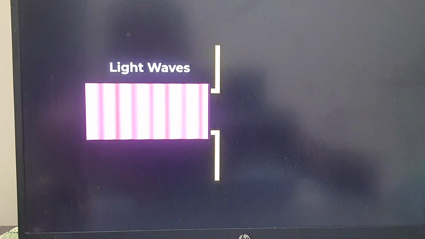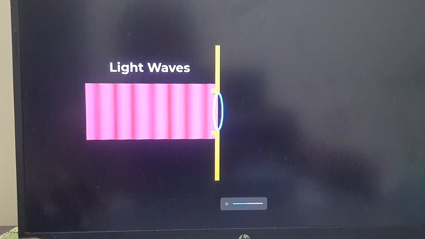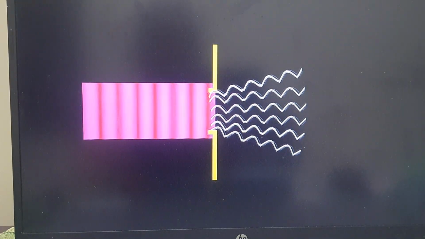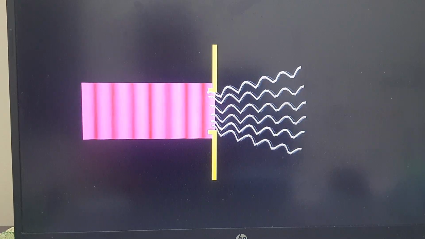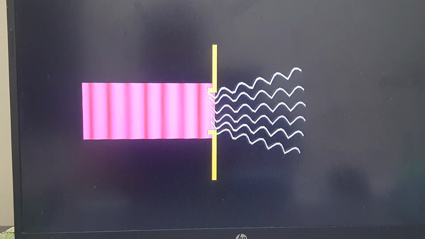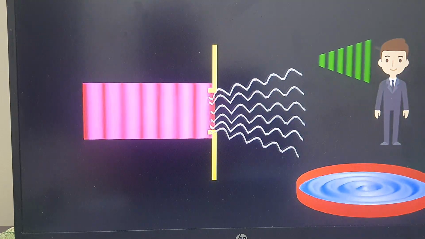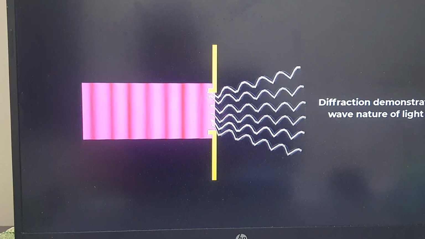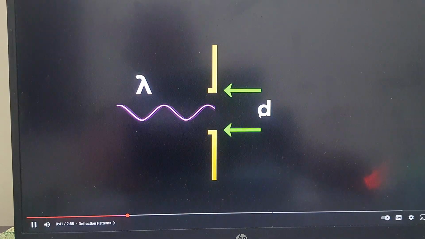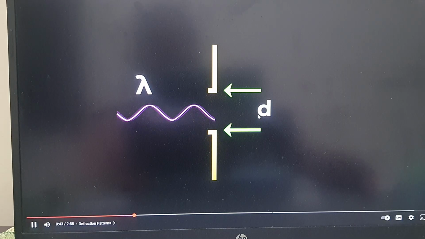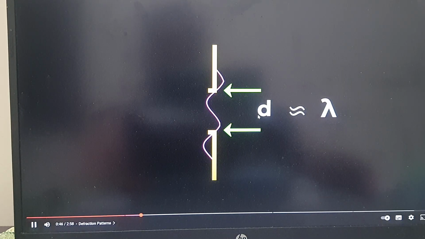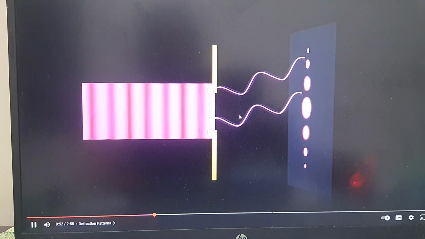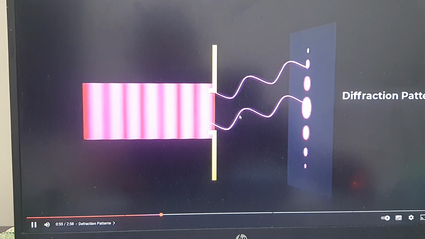When light waves encounter an obstacle or pass through a narrow opening, the light waves bend around the edges of the obstacle or opening and spread out. This phenomenon is called diffraction. Diffraction can be observed with all types of waves, including sound waves, water waves, and electromagnetic waves such as light. Diffraction of light demonstrates the wave-like properties of light. When light waves encounter an obstacle or slit comparable in size to the wavelength of the light, they bend around the edges of the obstacle, creating a pattern of alternating dark and bright regions known as diffraction patterns.